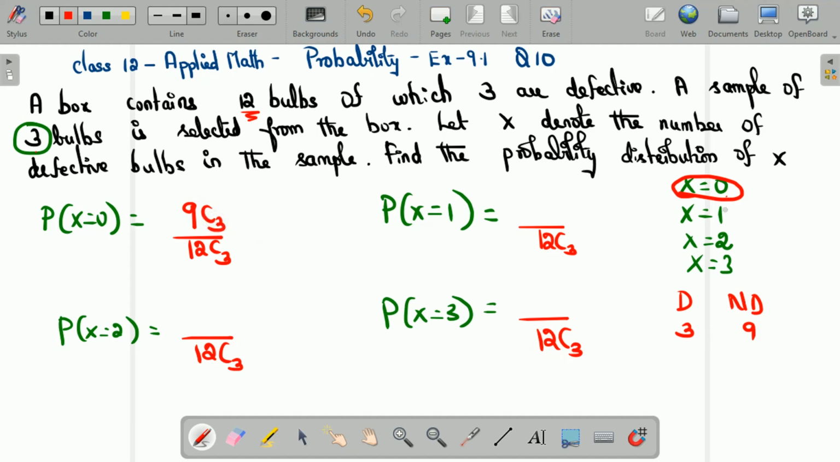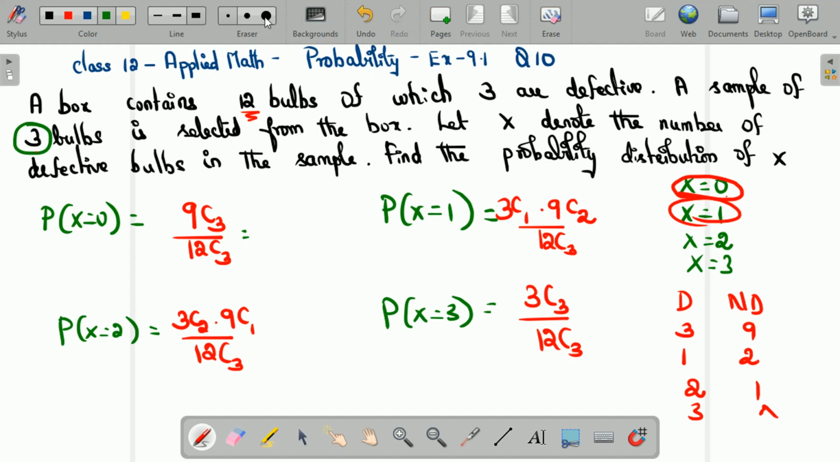Now let's look at the case when X is equal to 1, which means we picked up 1 from here and 2 from here. So this will be equal to 3C1 into 9C2, because we picked the 2 from the non-defective batch and 1 from the defective case. Now let's take X is equal to 2. So we picked up 2 from the defective batch and 1 from the non-defective set. So this is going to be equal to 3C2 into 9C1. Finally, we picked all the defectives from here and no non-defectives. So this means 3C3.